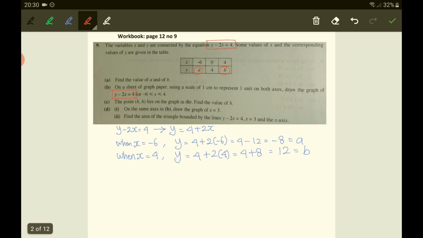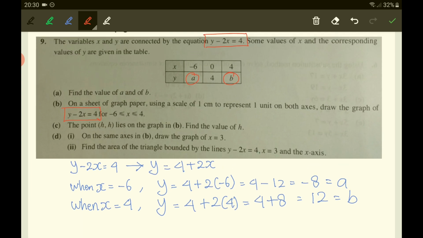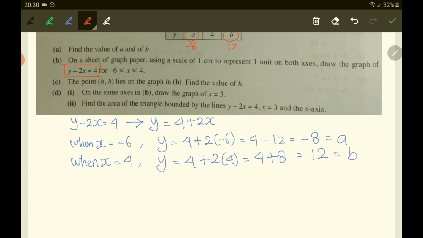Because we already got the values of a and b, where a is equal to minus 8 and b is 12, we can have three coordinates here. The first coordinate is minus 6 comma minus 8. The second one is 0 comma 4, and the third one is 4 comma 12. So we have 3 points.